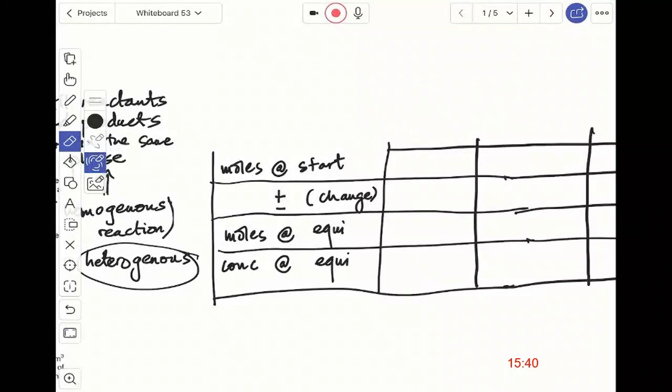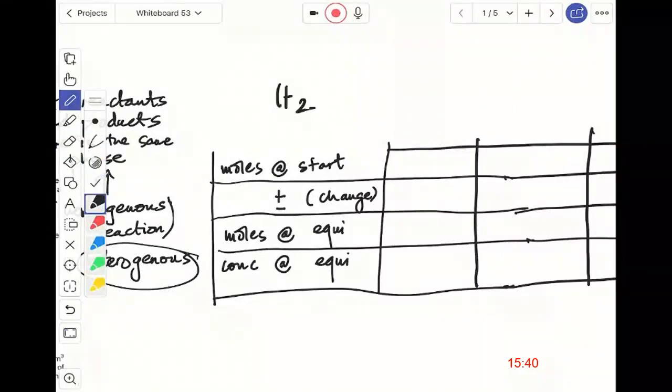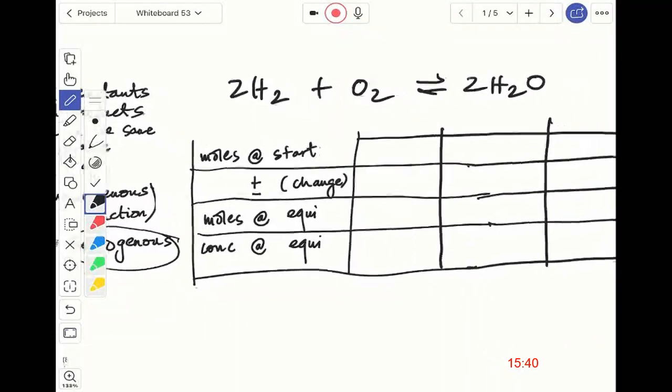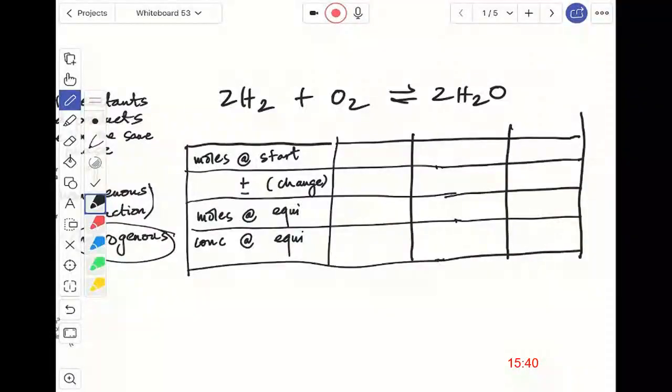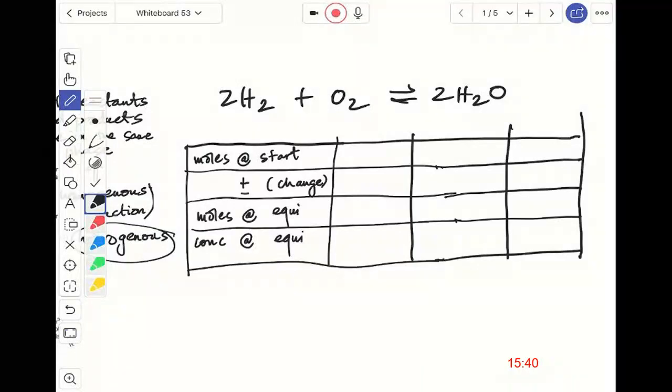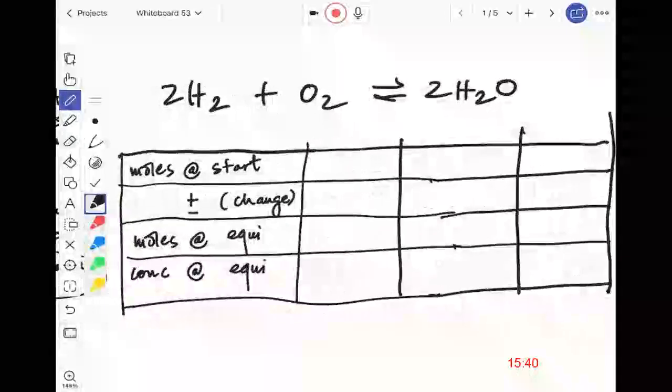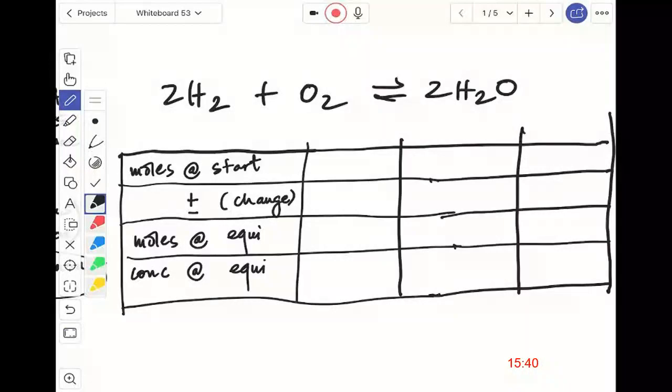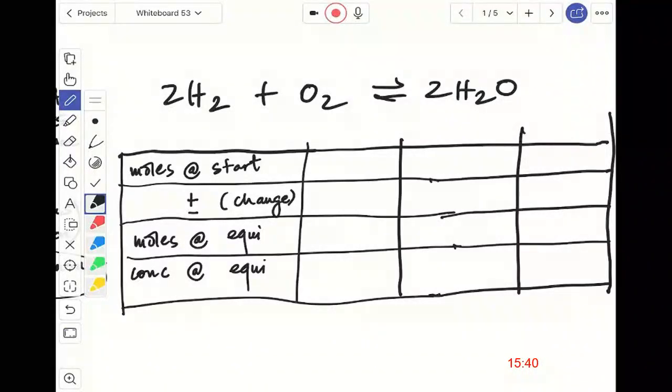We have H2 plus O2 gives me 2 waters. And my mole ratio in this case is 1 is to 1 is to 2. So there's my table. Okay. So what I do, especially when learners are starting to learn how to use the table and understand the table, I use color coding.